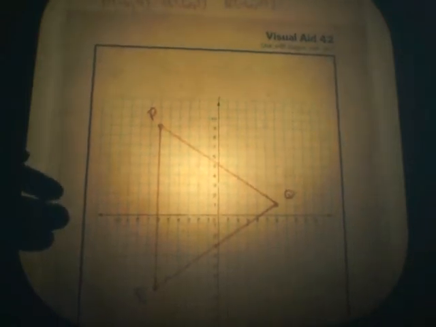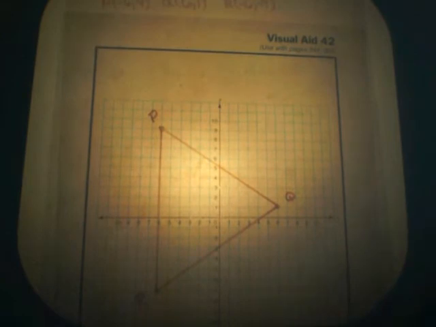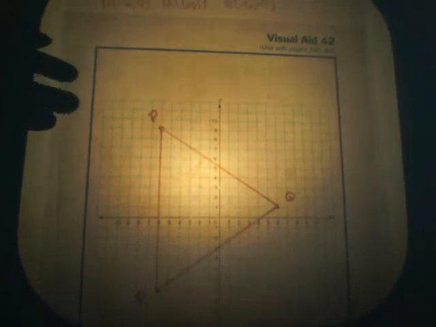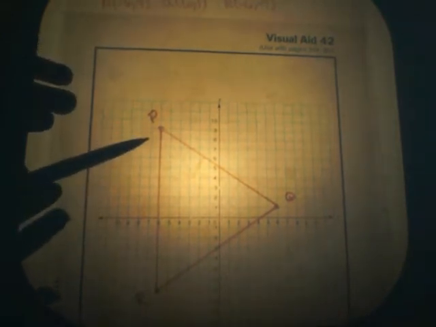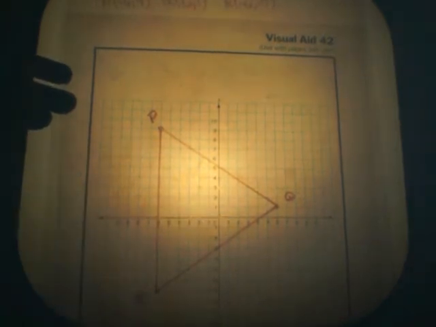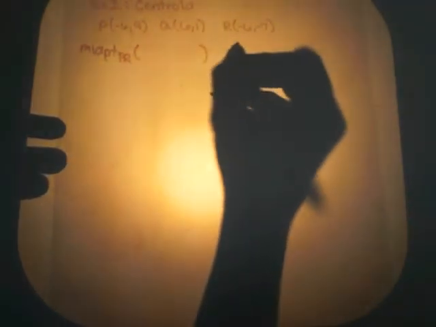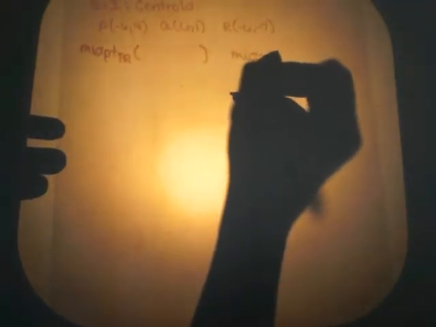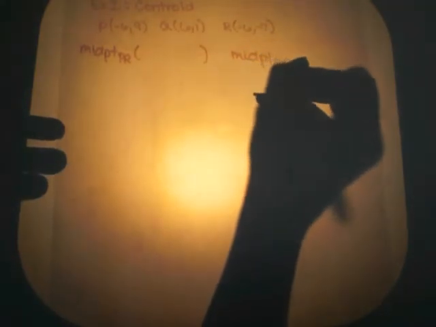Okay, and the first thing I said I wanted to do, step 1 for a centroid, is to find the midpoint of two sides. So I'm going to use PR and PQ. You could use any ones you want, but I'm just going to use PR and PQ. So PR will be my first one. Remember, you want to label everything. So when I do midpoint, we'll call it PR. And then midpoint QR. And again, you can use whichever ones you want.